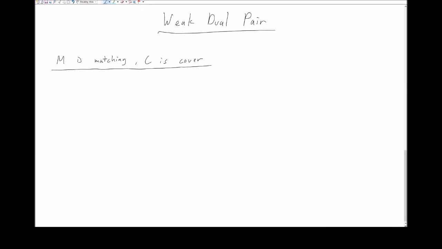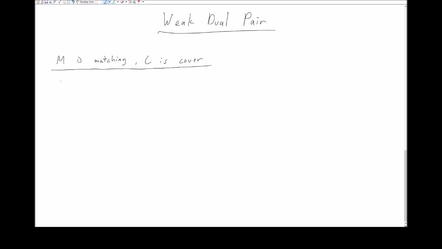We'd like to show that these two problems, the matching problem and the cover problem, form a weak dual pair. To do that, we need to show that for any matching and for any cover in the same graph G, the size of the matching is going to be a lower bound on the size of our cover. Or alternatively, the size of our cover is going to be an upper bound on the size of our matching.